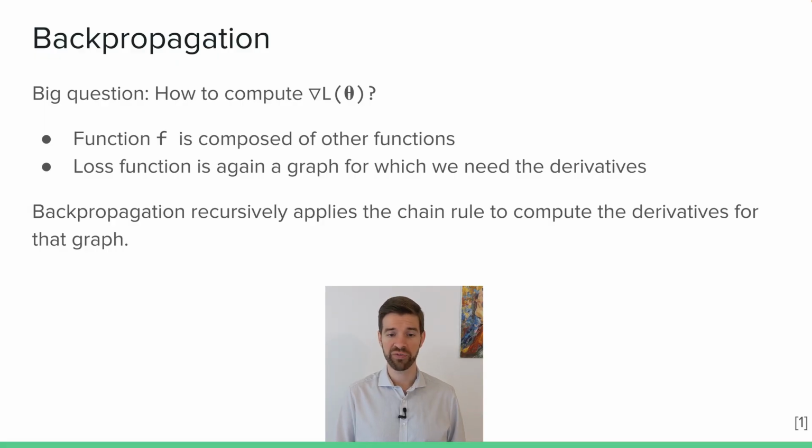Now that we've seen the loss function and heard about optimizers that we can use to optimize our model parameters, we still haven't answered the question how we can compute these partial derivatives, how we can compute the gradient itself. And the answer is backpropagation. We have our loss function f, which is composed of other functions, and the whole loss function is a graph for which we need the derivatives. So what backpropagation does is it recursively applies the chain rule to compute the derivatives for this graph.